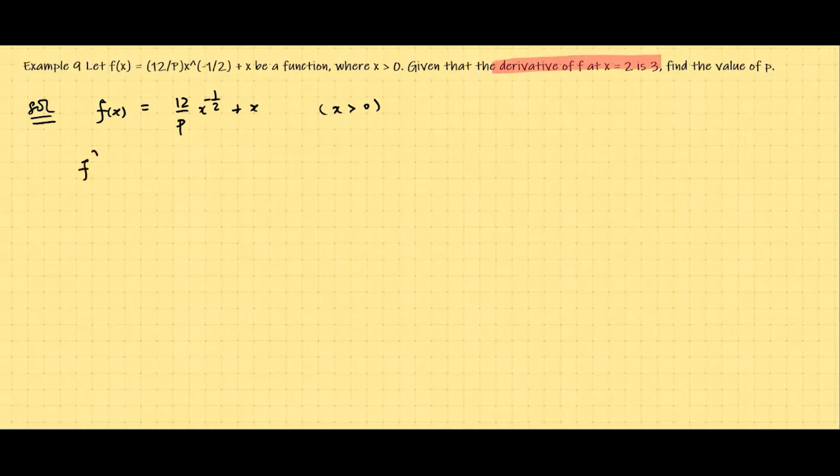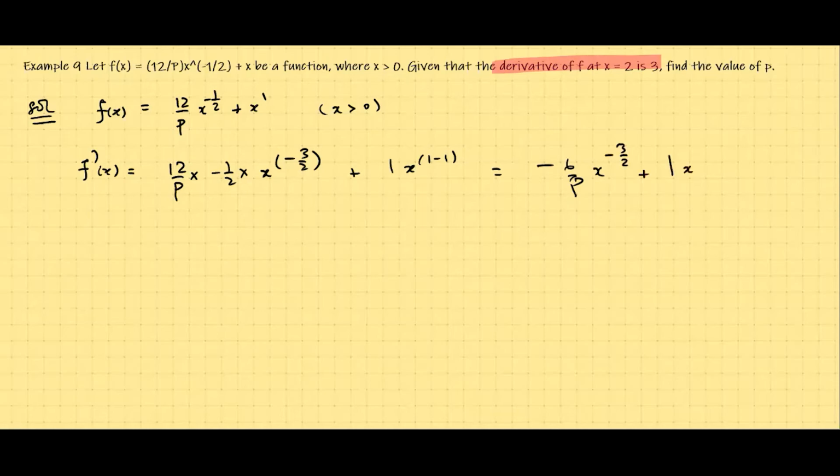So we're going to differentiate f. Again, this is a standard sort of thing. The 12 over p just comes along. I multiply by the power and I subtract 1 from the power to give me minus 3 over 2. And the derivative of x is obviously x to the 1, so I do 1 times x to the 1 minus 1, which the whole thing simplifies to give me minus 6 over p, x to the minus 3 over 2 plus 1 times x to the 0, which of course is just minus 6 over p, x to the minus 3 over 2 plus 1.